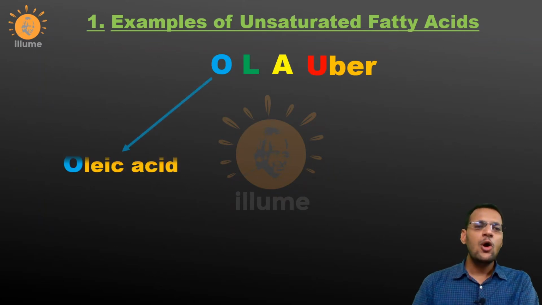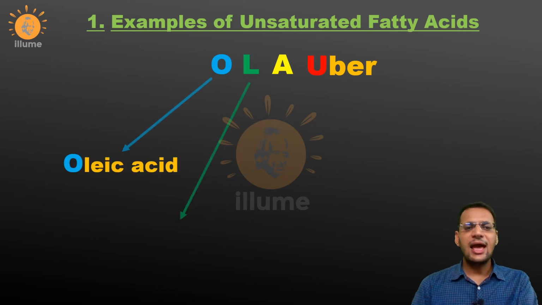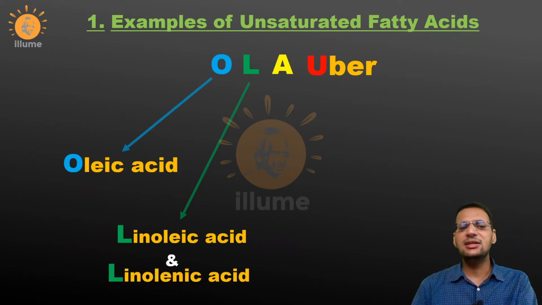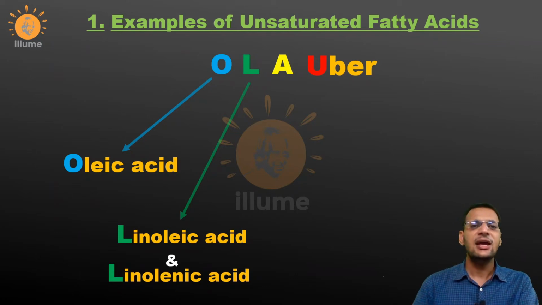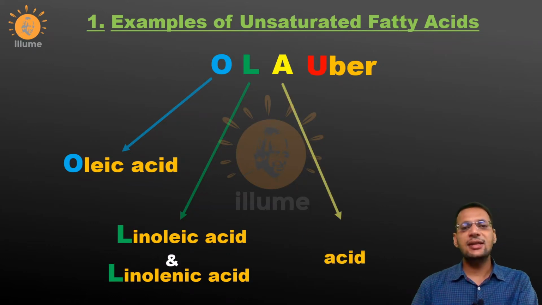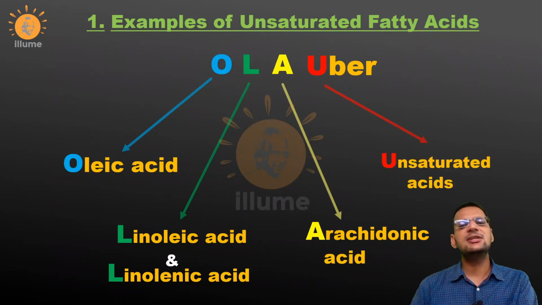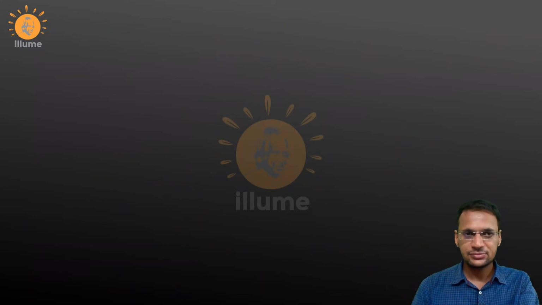How? See, O means oleic acid, L means linoleic acid, and also linolenic acid. See, these are two different acids. Linoleic acid is different and linolenic acid is different. By a single L we can remember both the examples. Both the names are similar to each other. And next is A is arachidonic acid, and U means unsaturated fatty acids. That means oleic acid, linoleic, linolenic and arachidonic acids all are examples of unsaturated fatty acids.